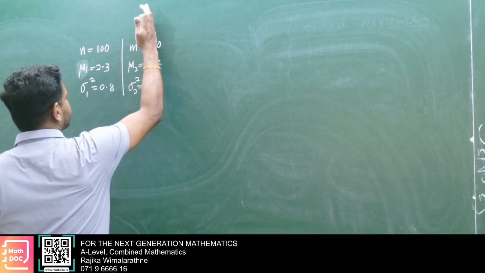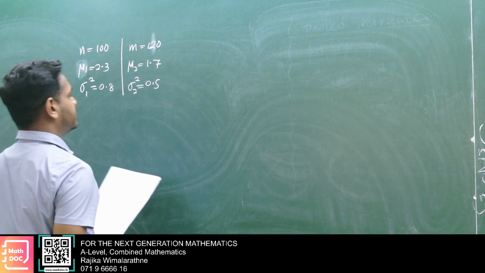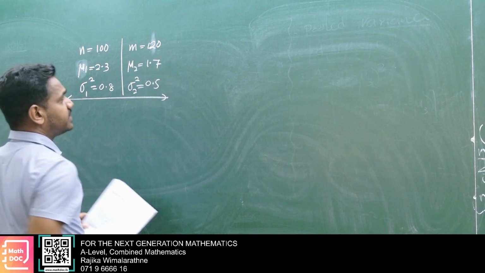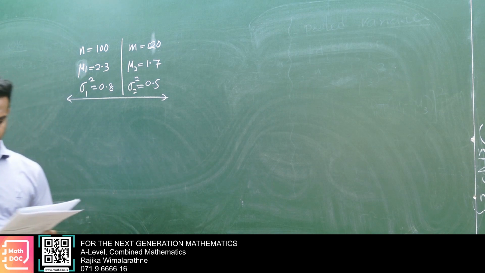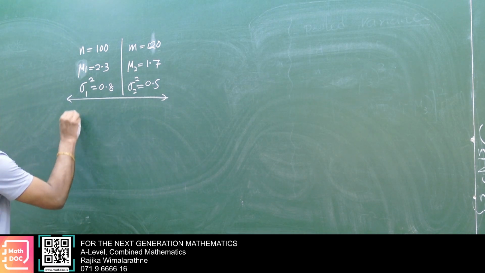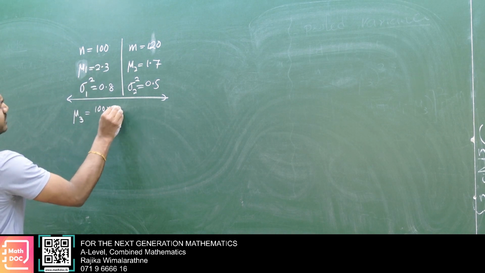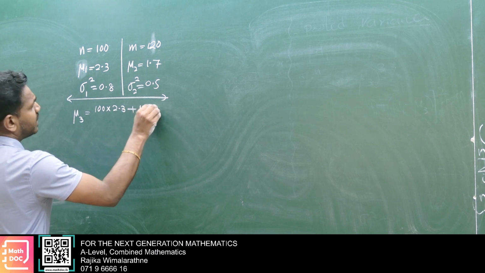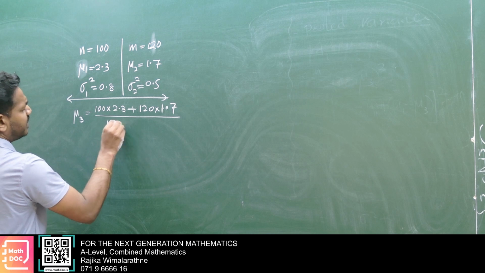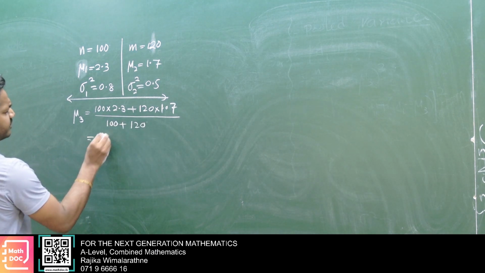First 120 here. First 100 days, second 120. Take that one. So 120. Okay, now let's do it. Then mu3 is 100 times 2.3 plus 120 times 1.7, divided by 100 plus 120. Then you can find this value.